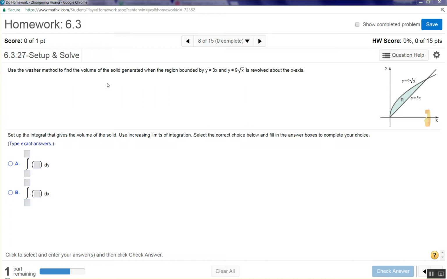Hi, let's now take a look at this homework problem. In this homework problem, we need to find the volume of the solid generated by the region bounded by these two functions. This region is going to be revolved about the x-axis.